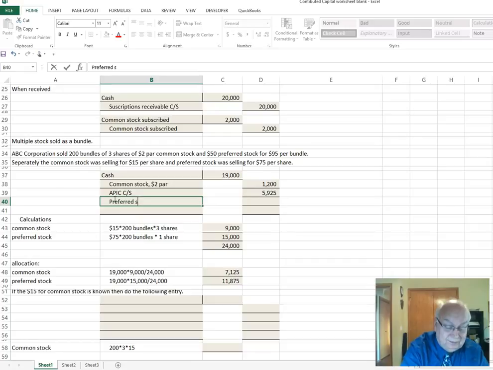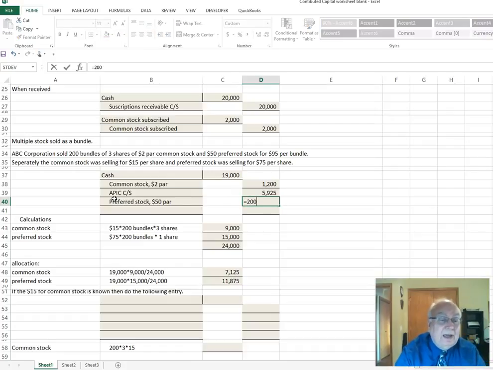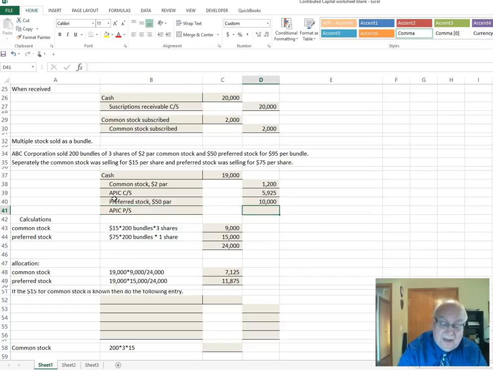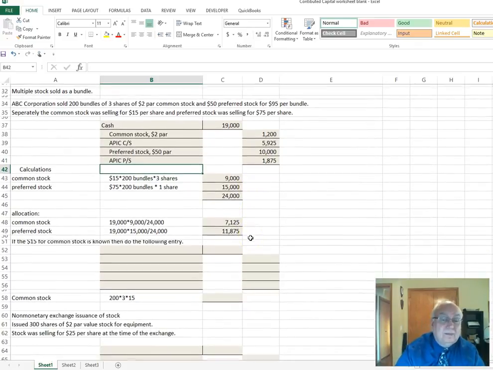Okay. Then we have preferred stock, and you can do the same thing. That was for $50 par. That's going to be equal to the 200 shares times the $50, the same thing, $10,000. And then we have additional paid-in capital for the preferred stock, and that's going to be equal to what we allocated to it, which is $11,875 minus the $10,000. So it's $1,875. Okay.